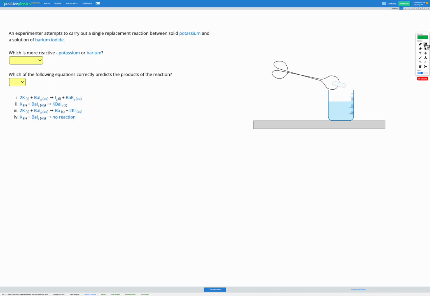In this question, an experimenter attempts to carry out a single replacement reaction between solid potassium and a solution of barium iodide. And our goal is to find out if this reaction will take place or not. So to do that, we need to know which is more reactive, potassium or barium. So to find that out, we're going to go to our reference sheet and look at the reactivity series.